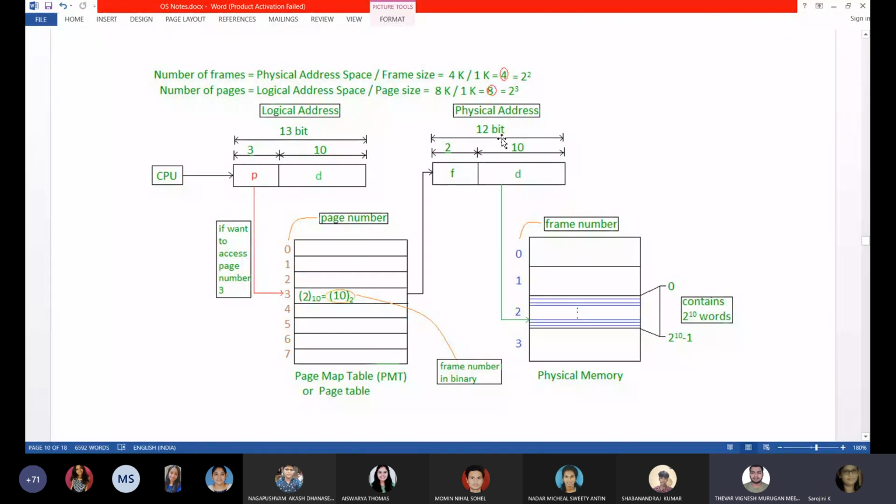But the size of the page number in the logical address and the frame number in the physical address will definitely vary. Here I am talking about the size, not the actual number, the size of the frame number and page number in the logical and physical address. I said the reason why here 3 bits, here 2 bits, is because this is small memory and this is large memory. So the size of the address will vary, right?